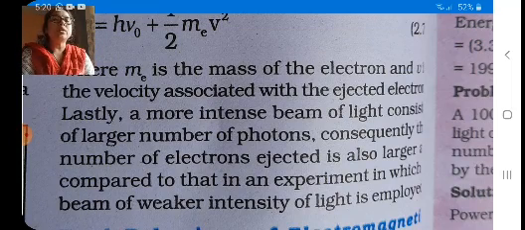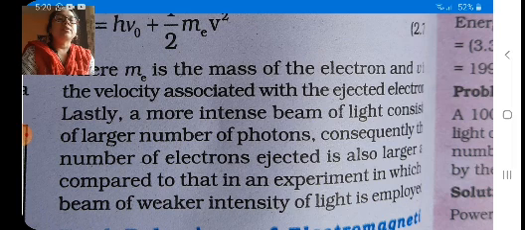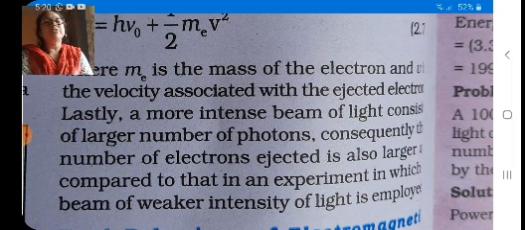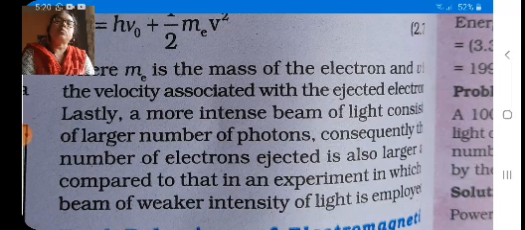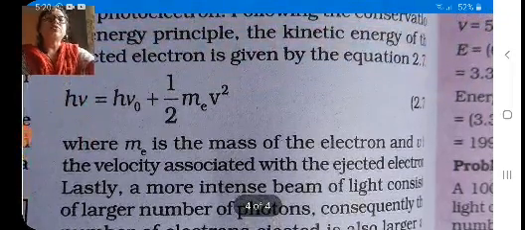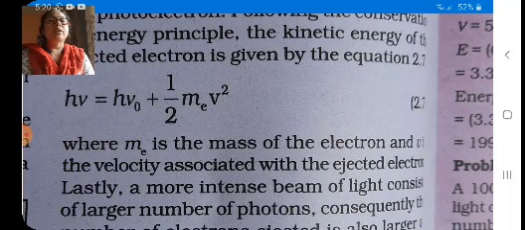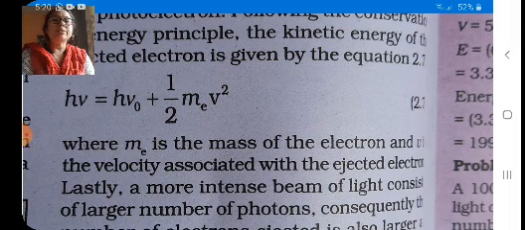Lastly, a more intense beam of light consists of a large number of photons. Consequently, the number of electrons ejected is also larger compared to an experiment in which a beam of weaker intensity of light is employed. So that was all about the photoelectric effect, and by using the formula hν = hν0 + ½ m_e v², we can solve the numerical problems given in the examples and exercise questions.